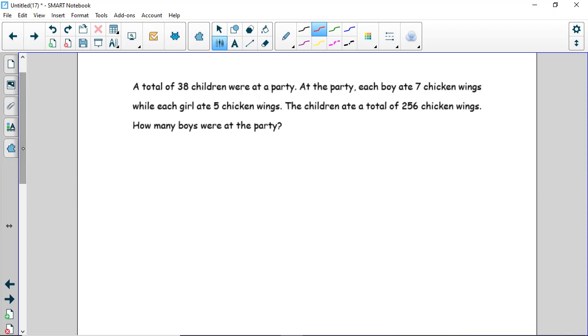All right, so a total of 38 children were at a party. At the party, each boy ate 7 chicken wings, each girl ate 5 chicken wings. The children ate a total of 256 chicken wings. How many boys were at the party?